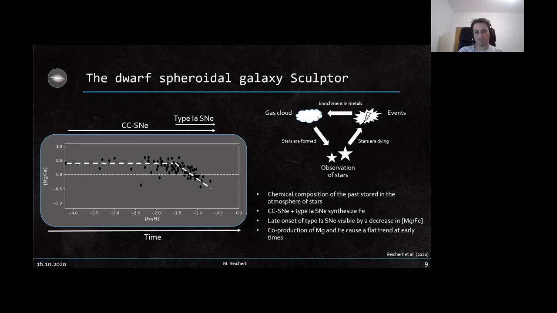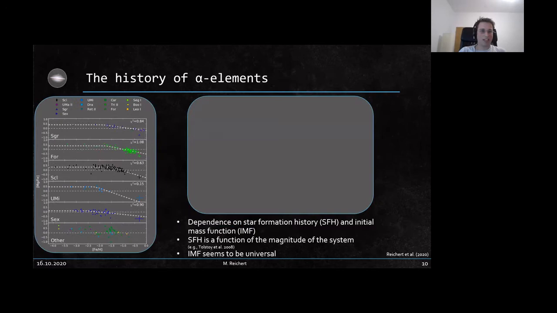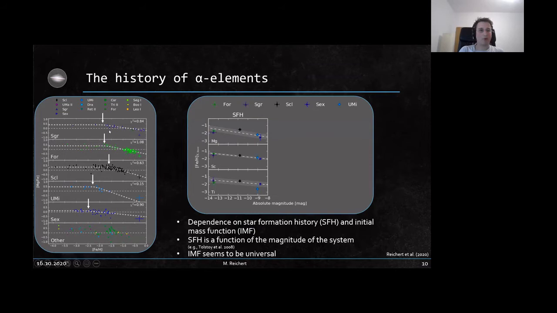But we did not only look at Sculptor, we also analyzed other galaxies. So you can see here exactly the same plot on the left as the one we just looked at. But we also looked at Sagittarius, Fornax, Ursa Minor, Sextans, and a bunch of other galaxies. What's pretty interesting is the point of the decrease, which is at different metallicities for the individual systems. But I just told you that it's approximately 1 gigayear after the first star formation episode. And therefore, this point tells you how well the galaxy was able to maintain its metals, or how many metals it also produced. If you put this x value on the y-axis and plot it versus absolute magnitude, you can see even a correlation between the so-called knee value and the absolute magnitude of the system.